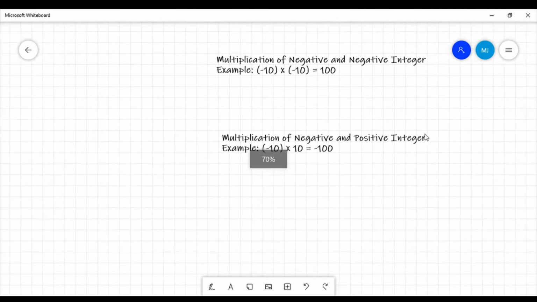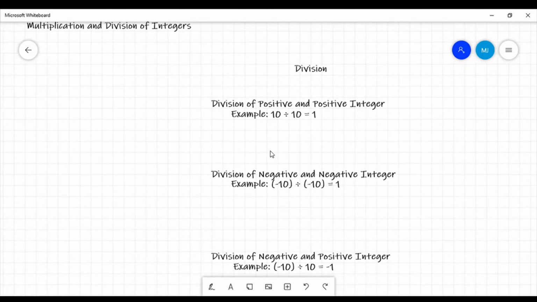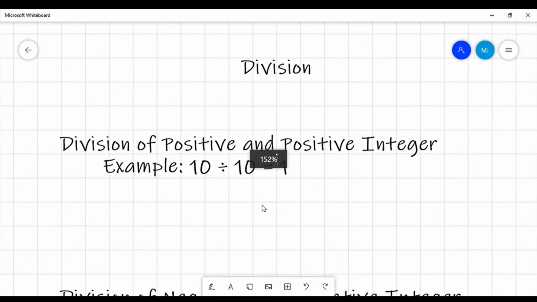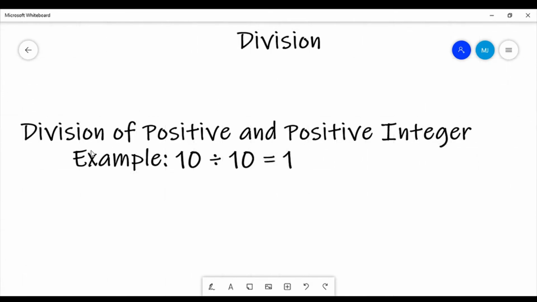Moving on, let's now proceed to the division of integers. In division of integers, first, division of positive and positive integer. In division of positive and positive integer, kailangan lang nating tandaan ito. Divide the number and the result is always positive. For instance, 10 divided by 10 is equal to positive 1.